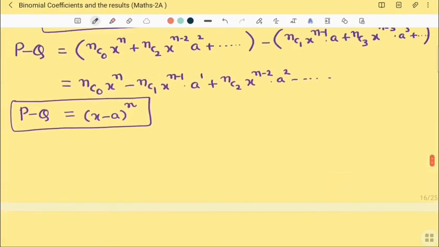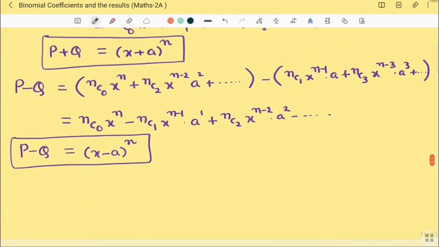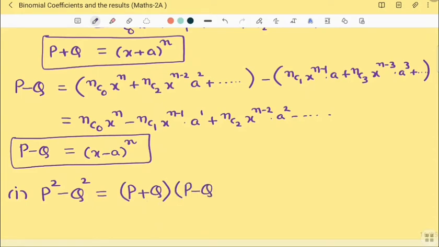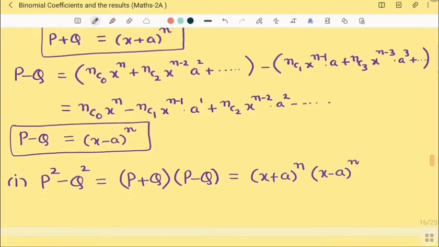consider the first question. What is that first question? P square minus Q square. It is in the form of a square minus b square. Can we write a plus b into a minus b? So like this, P plus Q into P minus Q. The value of P plus Q is what? X plus a whole power n. The value of P minus Q is x minus a whole power n.